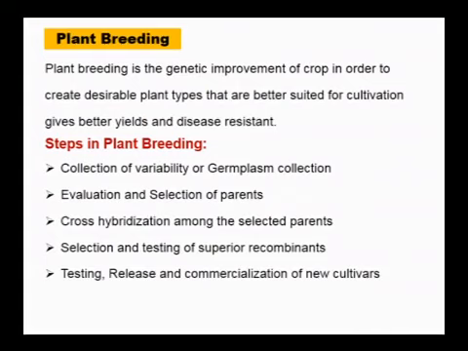Once the superior recombinant is selected, the next step is testing, release and commercialization of new cultivars. This is done in the research field as well as in farmers' fields for 2 to 3 generations, and it has to be compared with already available cultivars with respect to a specific character or trait. They can even be grown in different agroclimatic zones or regions. If it suits more than 2 or 3 agroclimatic zones, then it can be released as a new cultivar.